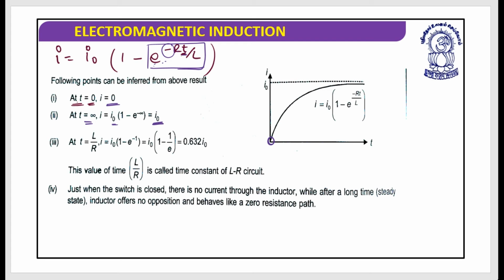Now let's look at the time constant. This t equals L by R. When I observe at t equals L by R, I have I equals I naught into bracket 1 minus e to the power minus 1, and this is going to be I naught into bracket 1 minus 1 by e. This is equal to 0.632 of I naught. I hope this is clear. Is it clear?